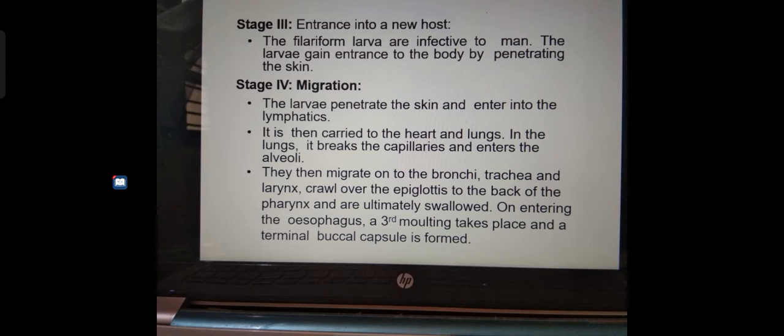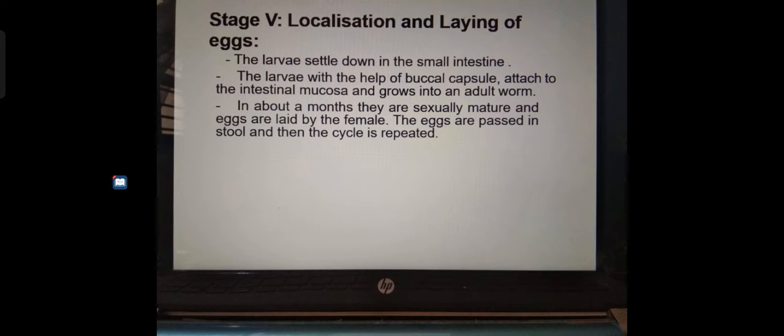Then it will migrate into the skin and lymphatics, then come to the lymph node and the venous circulation. After the venous circulation, it goes to the right side of the heart, and from the right side of the heart to the lungs, and from the lungs to the trachea, and the trachea finally goes to the pharynx. Then it is swallowed again and comes to the small intestine, the relay station of this parasite, where it produces infection and becomes sexually mature.